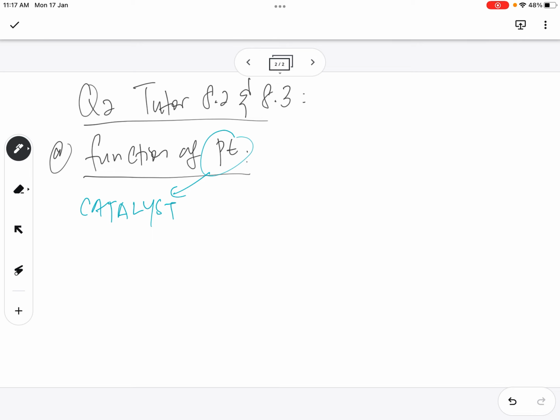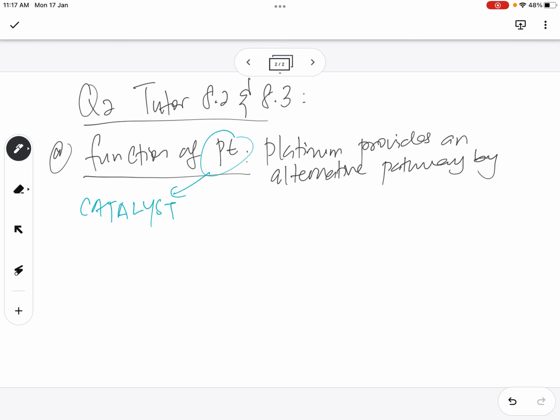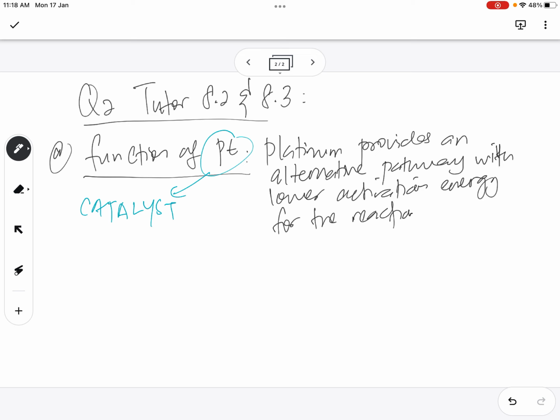Okay, good. So we said here platinum provides an alternative pathway with lower activation energy for the reaction. Okay, for the reaction, platinum provides an alternative pathway with lower activation energy for the reaction. That is the function of catalyst.